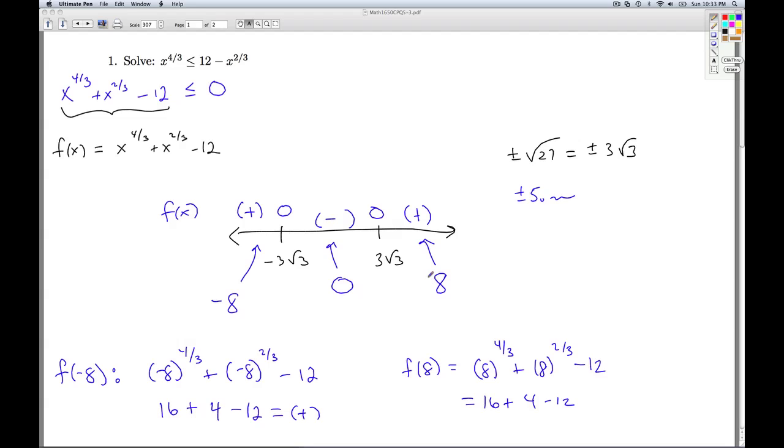So what's our final answer to this problem? I was looking for where this was less than or equal to 0. So I'm looking for negatives and zeros, and that happens between negative 3 square root of 3 and 3 square root of 3, including the endpoints, because we're allowing equality. That'll do it for number 1.